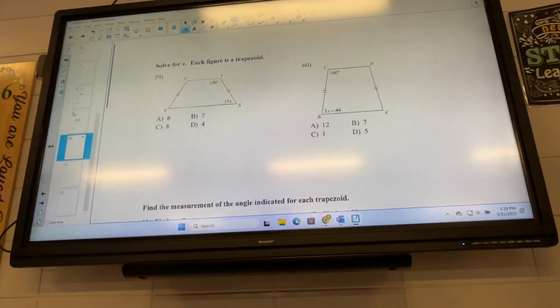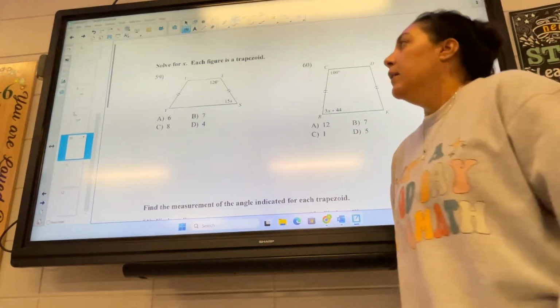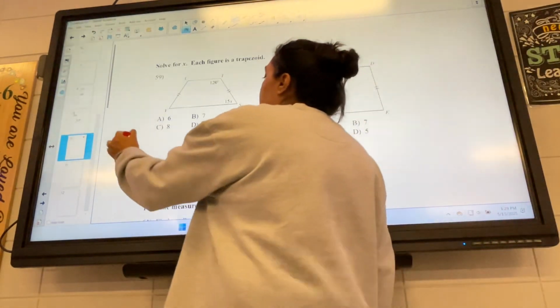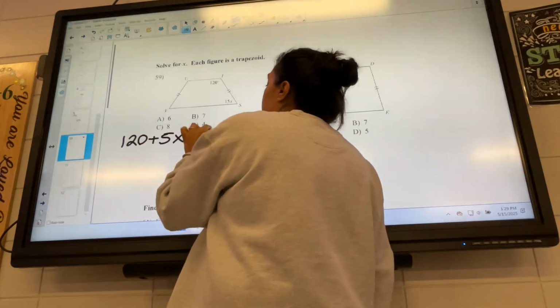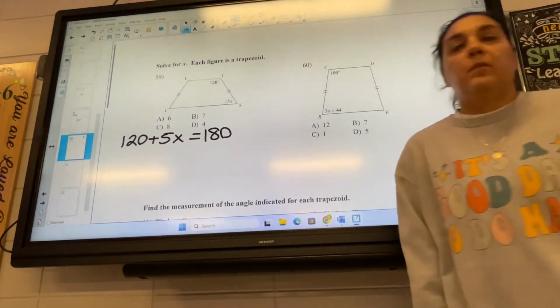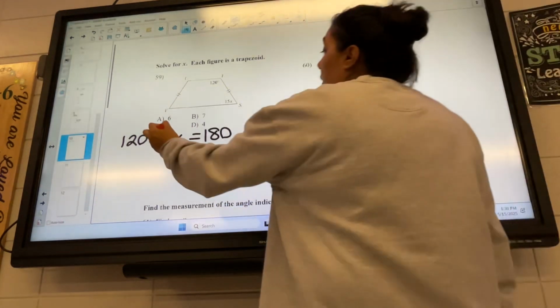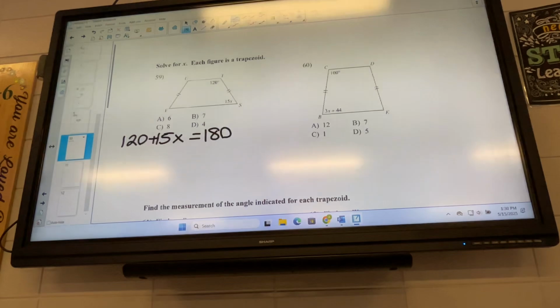Okay, 59. Are those two the same or are they different? They're different. So different means add together to equal 180. Okay, so we're going to say 120 plus 15x equals 180. Oh, 15? Oh, yeah, you're right. Okay, so 15.